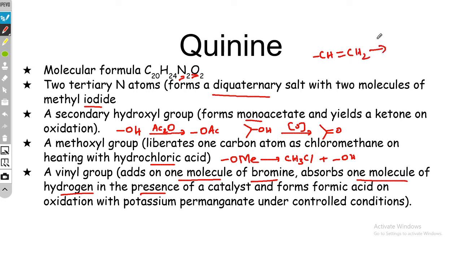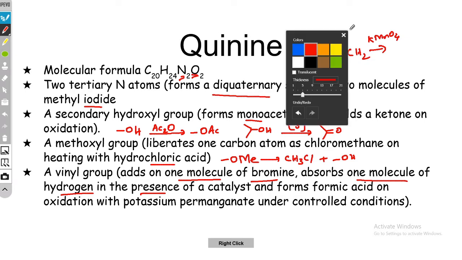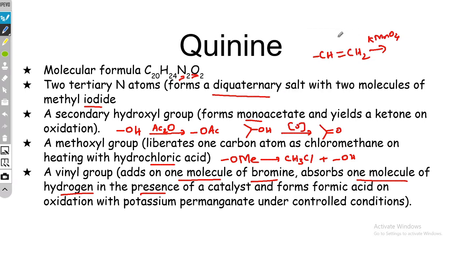This on oxidation with KMnO4 under mild conditions, what happens? This bond will rupture and this part is converted into formic acid. Okay, so one of the oxidation products will be formic acid. So the formation of formic acid under oxidation with potassium permanganate under controlled conditions indicates the presence of a vinyl group.